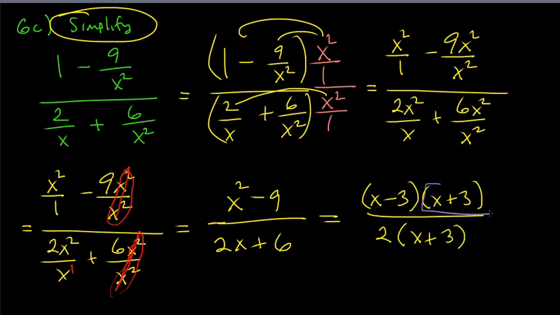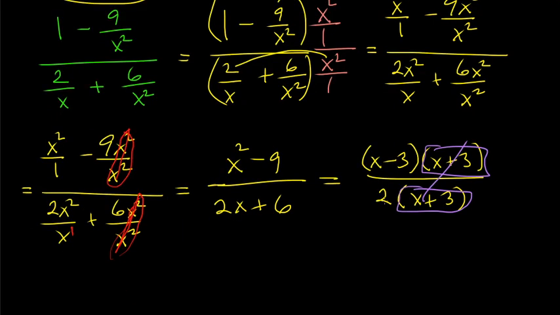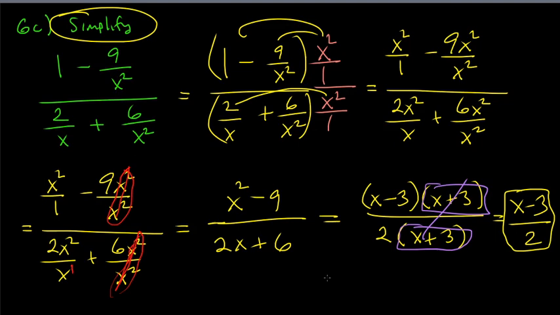Now we can see we have a common factor of x plus 3. Cancel those, and we're left with x minus 3 on top and a 2 on the bottom. So it's just x minus 3 over 2. Squeeze that in there, and I think that's our answer, right?